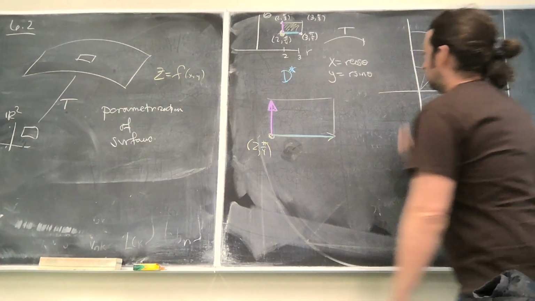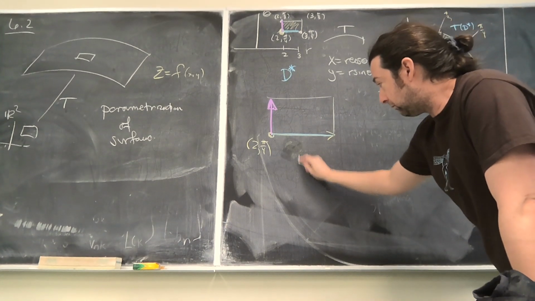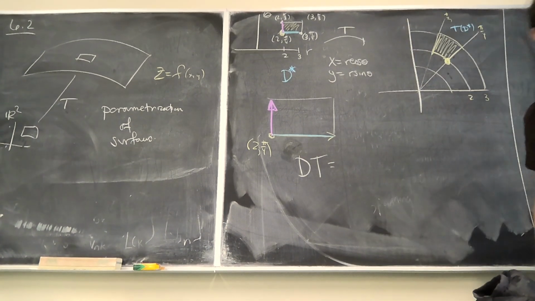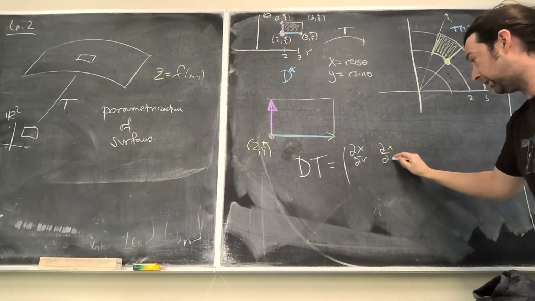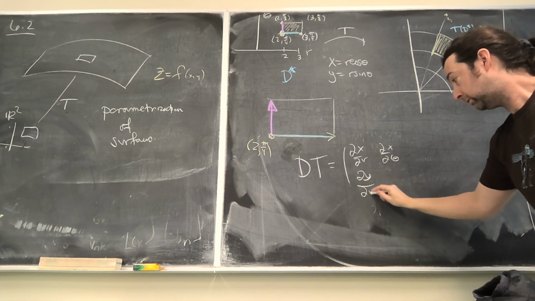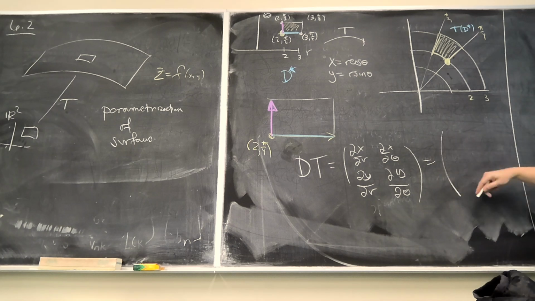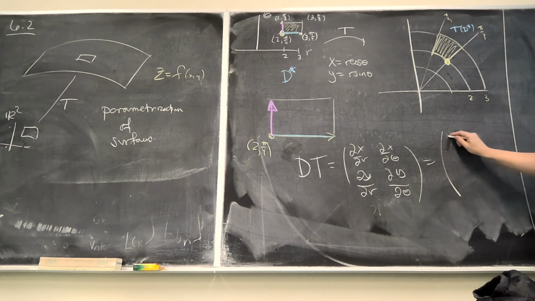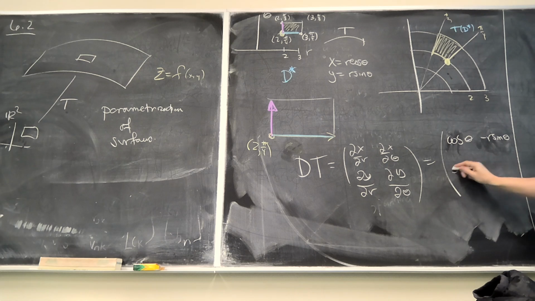This is what the function did. What does the linear approximation do? So we defined two vectors. We looked at the map DT, which is the derivative of T, which was dx/dr, dx/d theta, dy/dr, dy/d theta. And if I wrote that matrix down, I'm going to get cosine theta, minus r sine theta, sine theta, r cosine theta. I think that's the derivative of the transform.